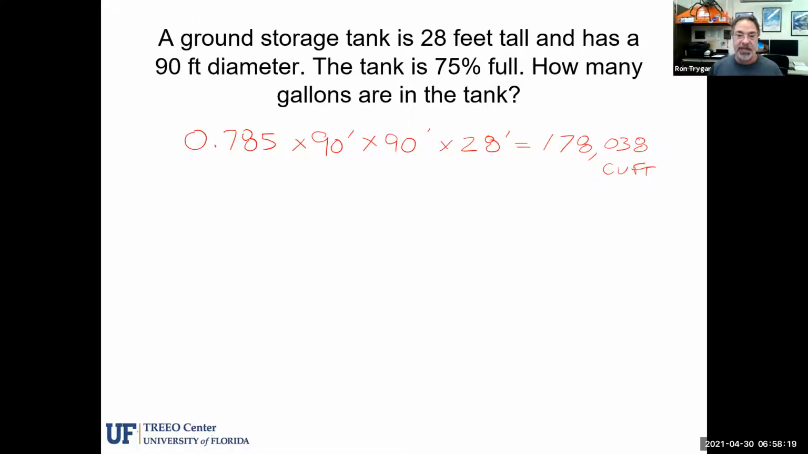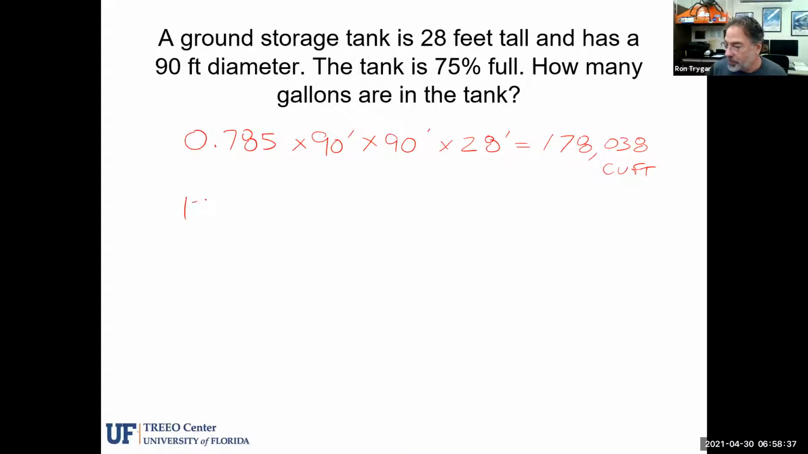Now we have to convert that into gallons. Don't forget the 7.48 gallons in a cubic foot. That's where a lot of people tend to forget, and they don't go the next step, and they keep working the math, and then they get the answer wrong. So don't forget that we have to convert this into gallons.